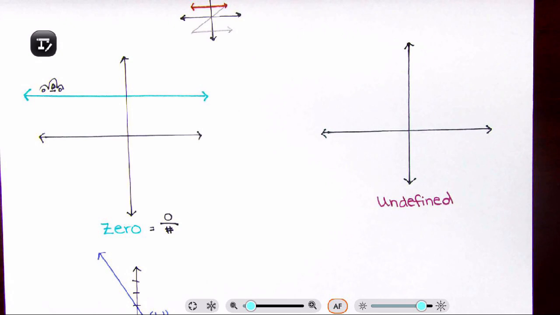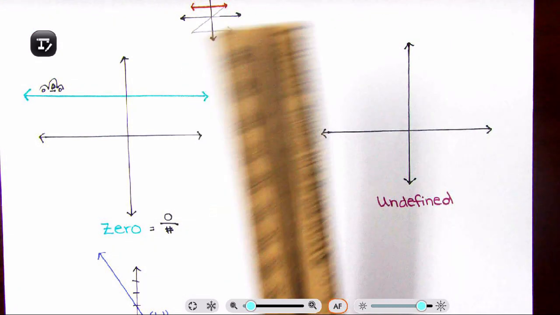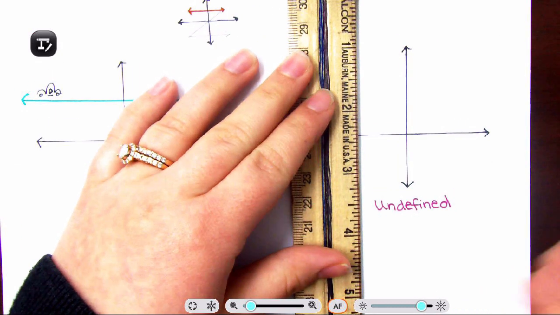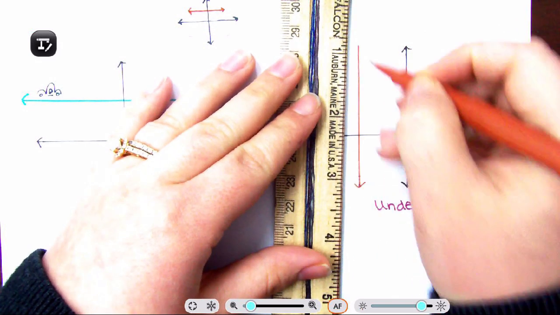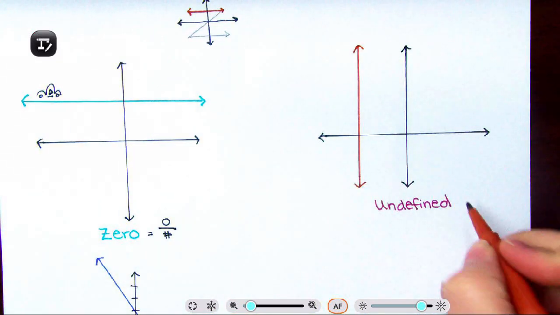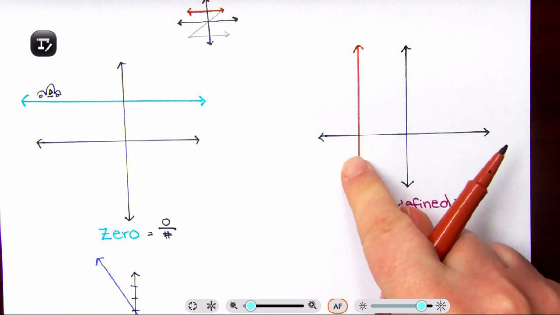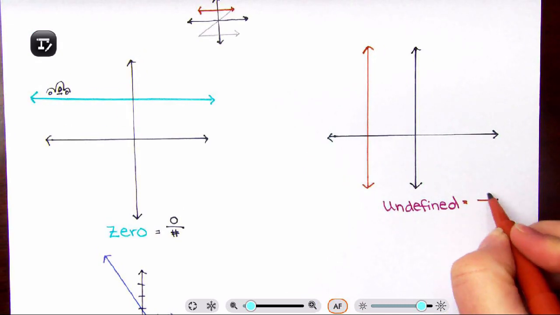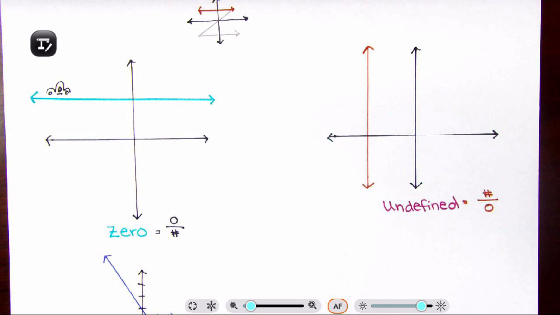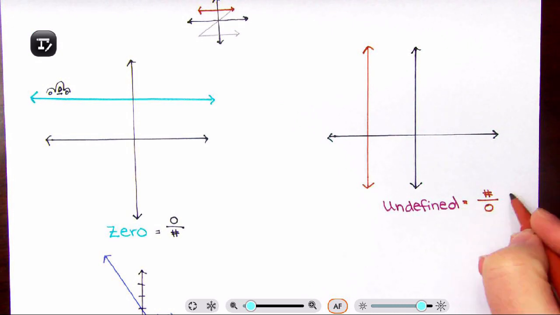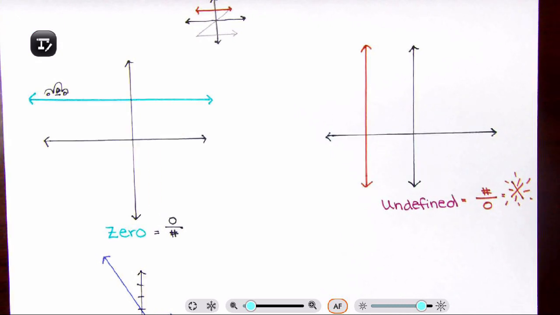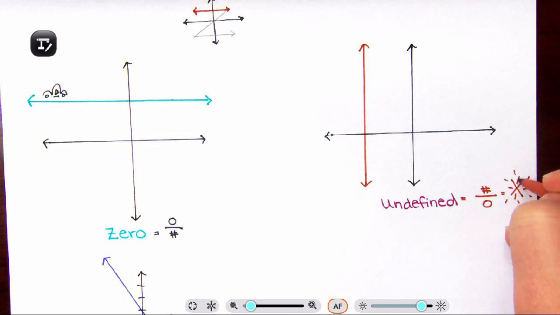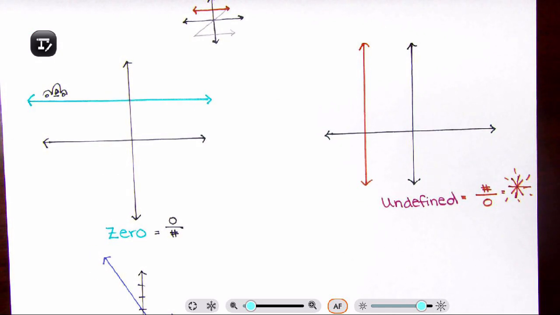Now let's talk about undefined. It's kind of, again, the opposite. If a 0 slope is a horizontal line, our undefined slope will be a vertical line. This time, again, the question is how much do we go up? Well, we go up and we keep going up. However, we don't ever go to the right or left. We just keep going up. Because we do not go to the right and left, we have a 0 in the denominator. What you're going to learn is that the world explodes when you have a 0 in the denominator. It can't happen. It's undefined.